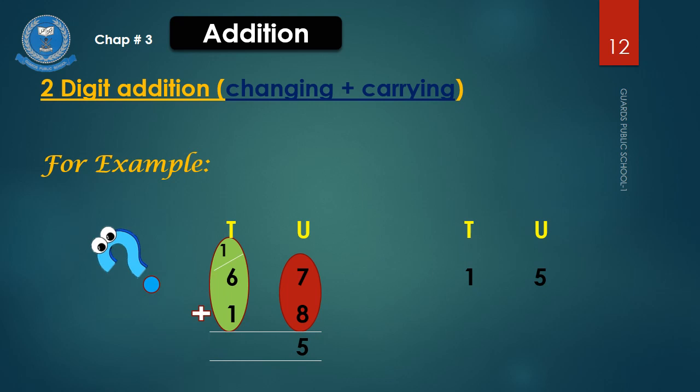After adding these numbers, we get the answer 8, which we write in the tens column. So we have 8 tens and 5 units. That is the number 85. So the sum of 67 and 18 is 85.